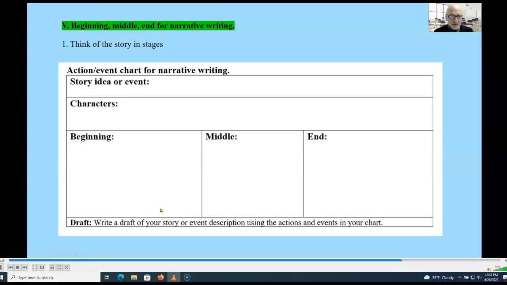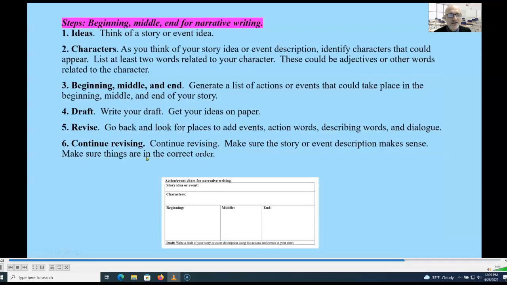Beginning, middle, end. You begin to think of your story in stages. You see the story as a whole, or having a beginning, a problem of some sort, a resolution, and then the ending. Story idea, characters, events that will happen in the beginning, middle, end. You see your story holistically. That's used to create your draft. And then you go back and revise.